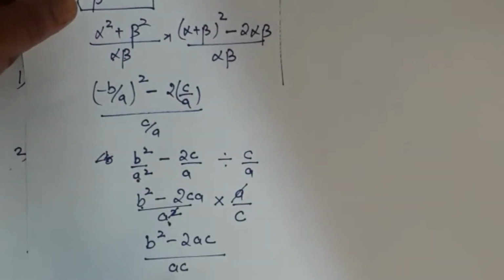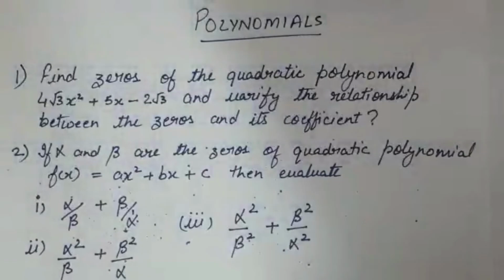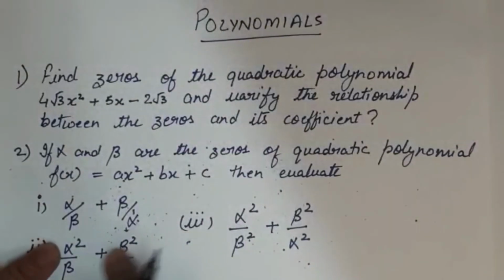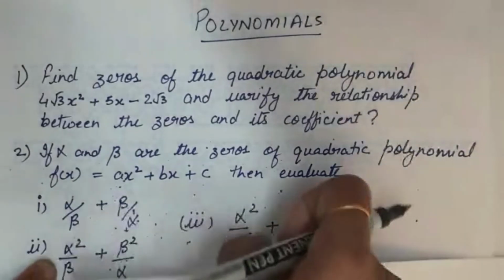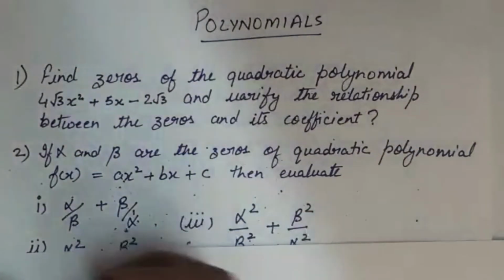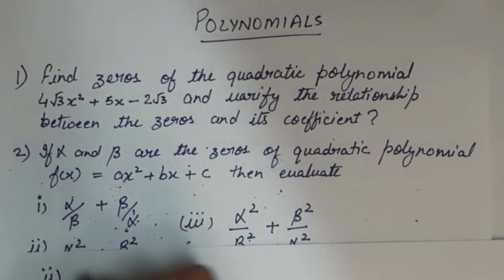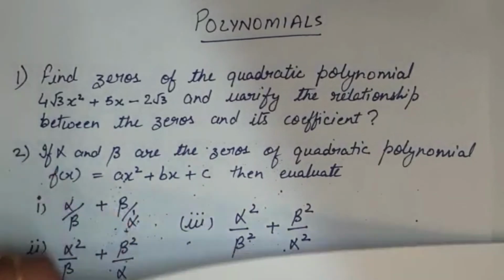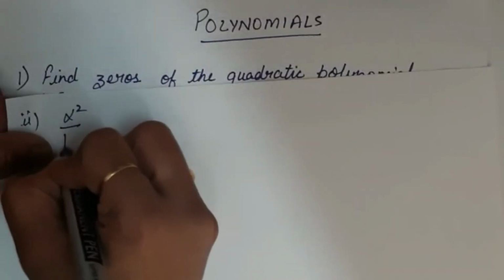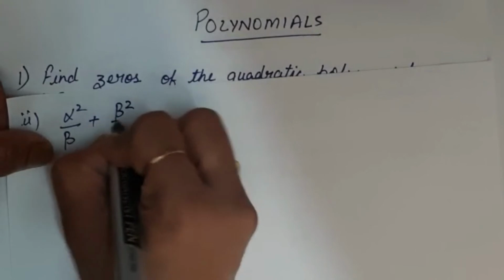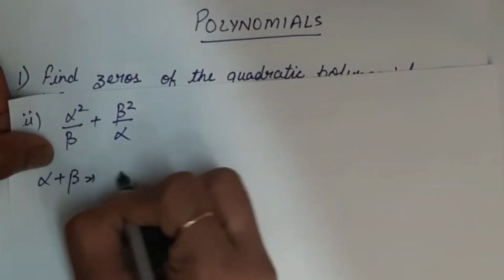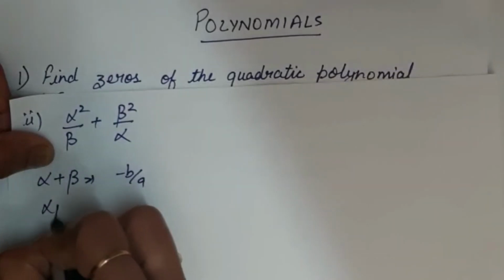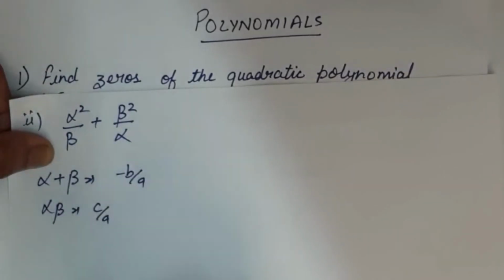Now move on to the next part. In the next question, they just put a square over here in the numerator. So how will we do it? Let's start with the second part. They ask α²/β + β²/α. Here also we know α + β is equal to −b/a, and αβ is equal to c/a. We already know this.